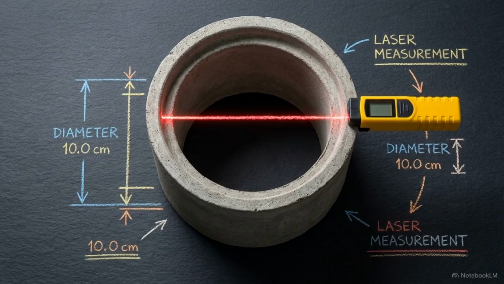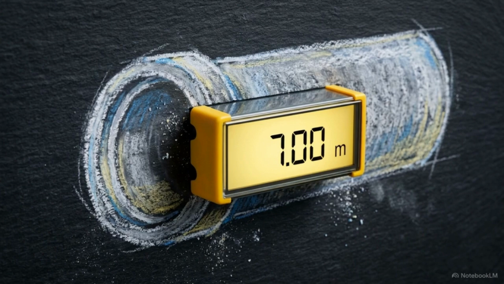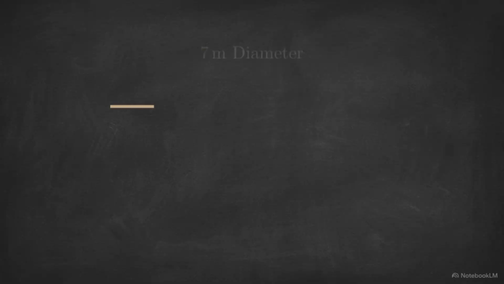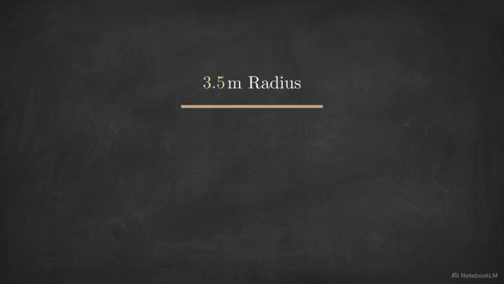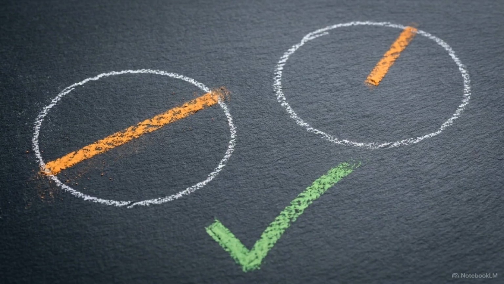You might also encounter a situation where you only know the full distance across, the diameter, but you still want to use the radius formula. Let's say the diameter is 7 meters. Find the radius by dividing that diameter in half. 7 meters divided by 2 gives a radius of 3.5 meters. Now we plug that 3.5 meter radius into the formula. 2 times pi times 3.5 results in a final circumference of 21.99 meters. The math holds up regardless of which starting measurement you have on hand.